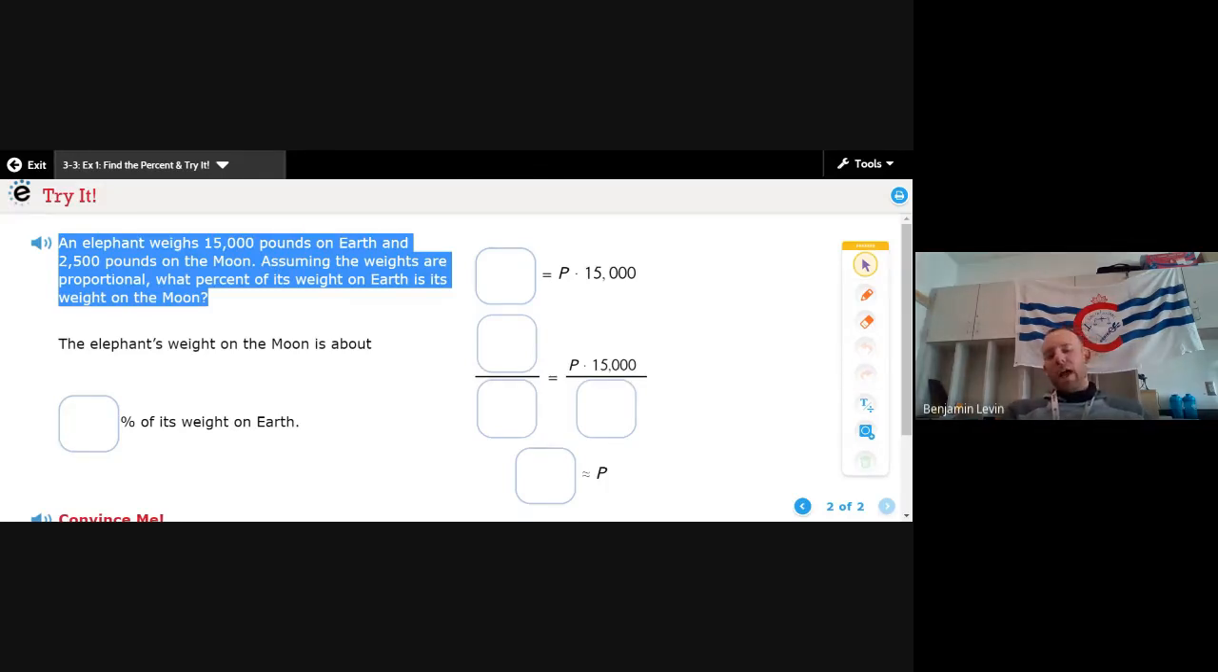Okay, we know that the moon is smaller than Earth, right? The moon is smaller than Earth. Therefore, it has less gravity. The bigger an object is, the more mass an object has, the more gravitational pull it produces, right?